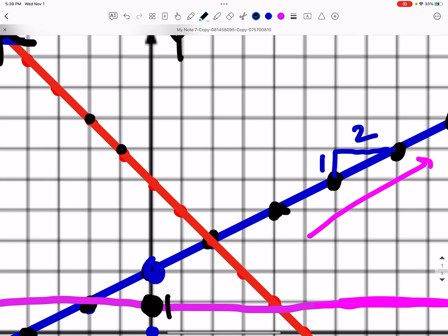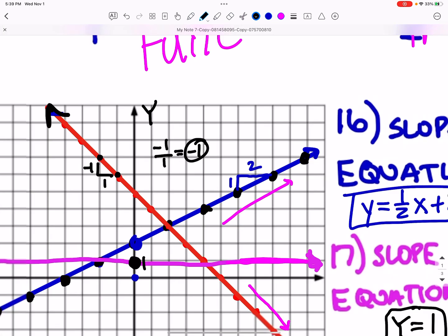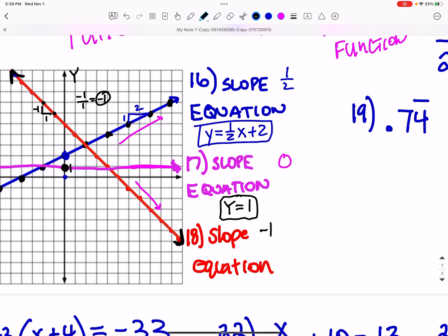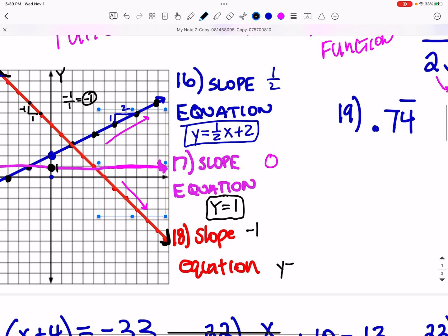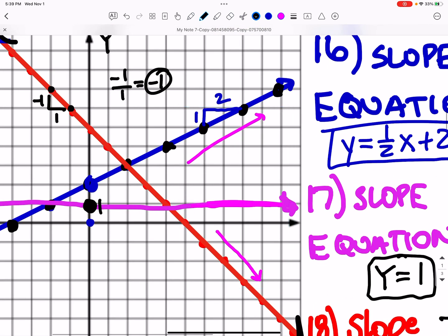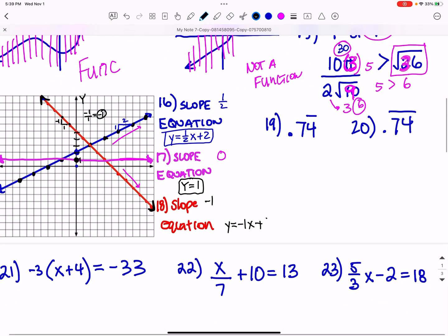All right, this one, the slope of the red line, I can choose any points. Goes from there to there. Goes down 1 over 1. Down 1, negative 1 over 1 equals, we don't write ones on the bottom. The slope is negative 1. So I say y equals negative 1x. And where does it start? It starts at 1, 2, 3, 4, 5. So plus 5. This is wrong.